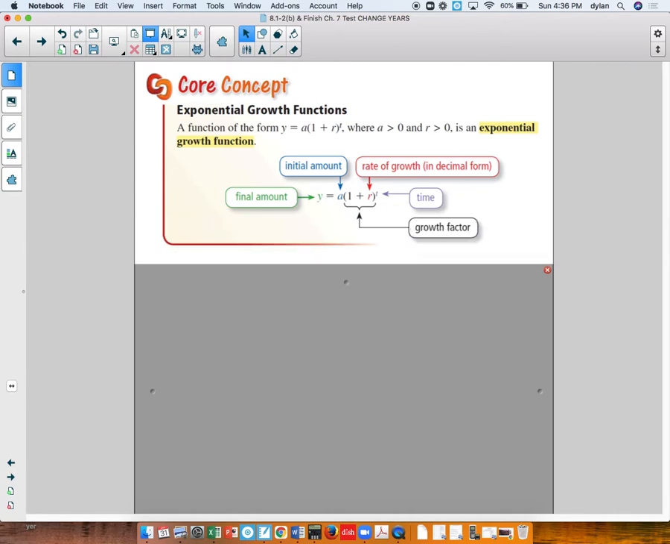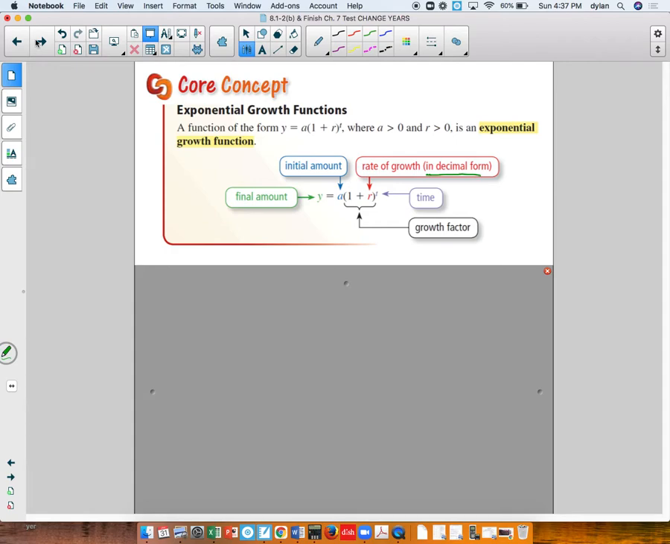And an exponential growth function specifically has a few different pieces. You've got your final amount y, which is equal to your initial amount a, and then we're going to multiply that by 1 plus r, where r is your rate of growth. And it's really important to remember that your rate of growth is always expressed as a decimal. t is time, and that 1 plus r, that's called the growth factor. And oftentimes, we jump directly there. We just did that on the last example with the 1.15. That was our growth factor.